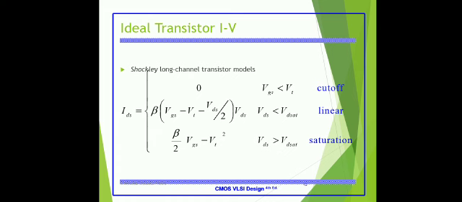And here we can see the ideal characteristics, which are in the cutoff region, linear region and saturation region. If VGS is less than VT, then IDS will be equal to 0, and if VDS is less than VDsat, it operates in the linear region, where IDS is equal to beta into VGS minus VT minus VDS by 2, into VDS. In case of the saturation region, VDS is greater than VDsat, hence IDS is equal to beta by 2 into VGS minus VT the whole square.